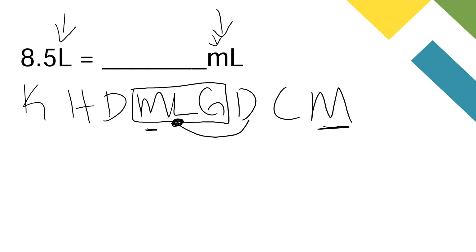Again, I can only touch the box one time. So I can't make a hump from L, G, and then touch the D. No, only touch the box one time. I'm already starting on the box, so I have to go to the next letter. All right, that was 1, 2, and 3.